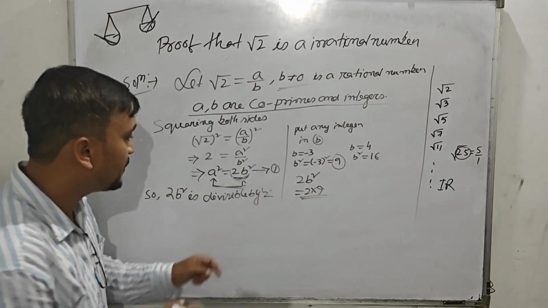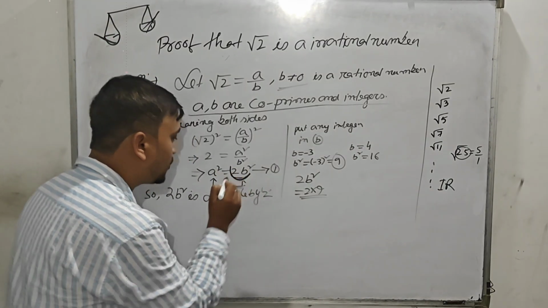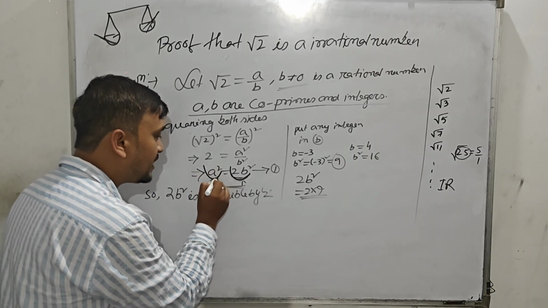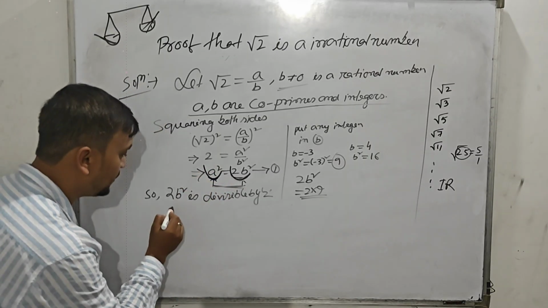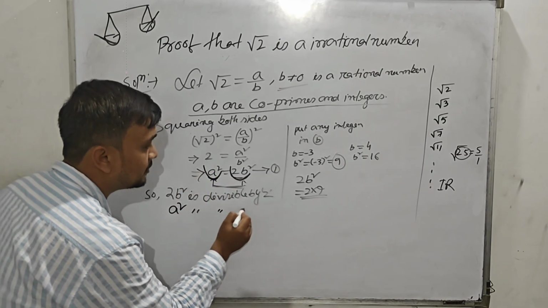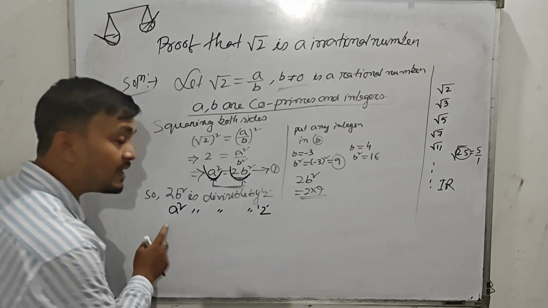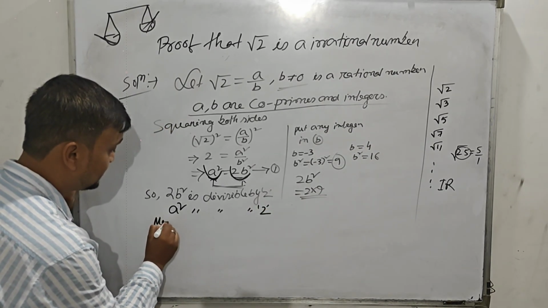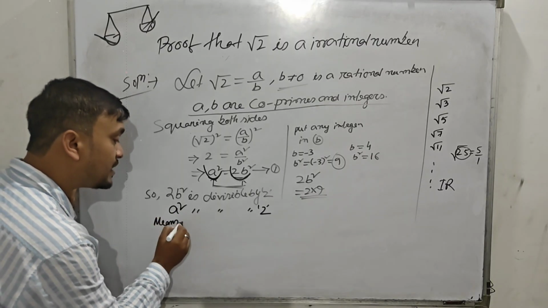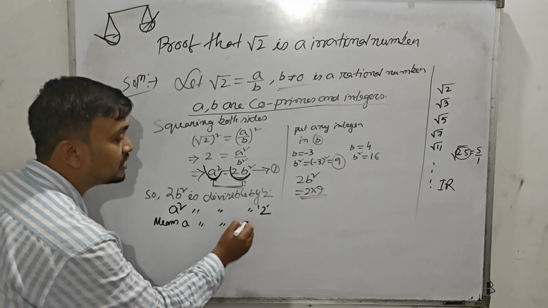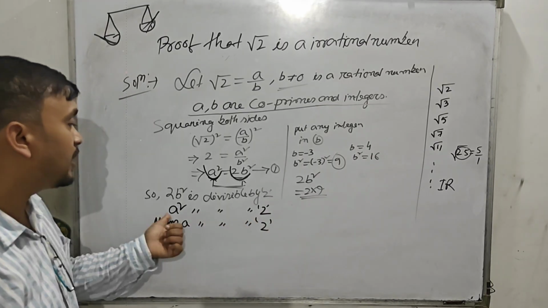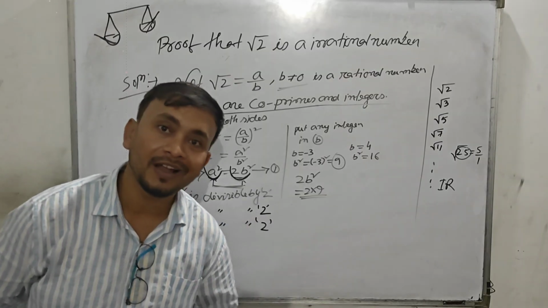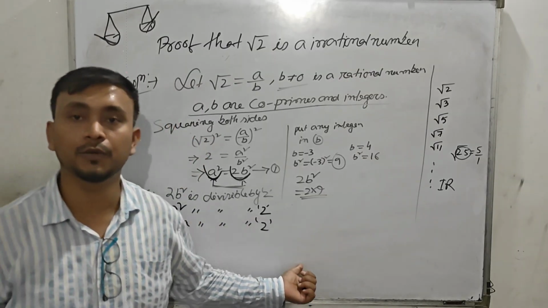So if this part is divisible by 2, what does it mean? This part is always divisible by 2. So a square is divisible by 2. If a square is divisible by 2, then the square root of a square, that is a, is also divisible by 2. If the square of any number is divisible by 2, then that number is also divisible by 2.